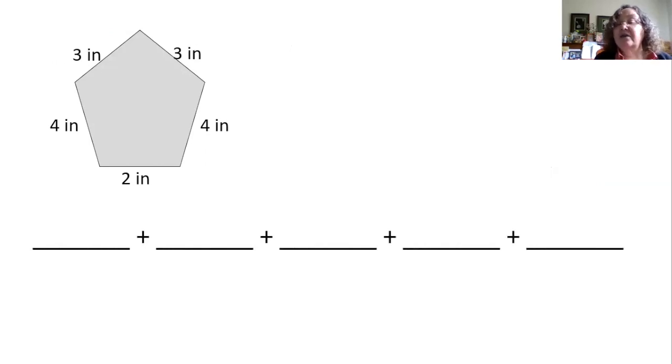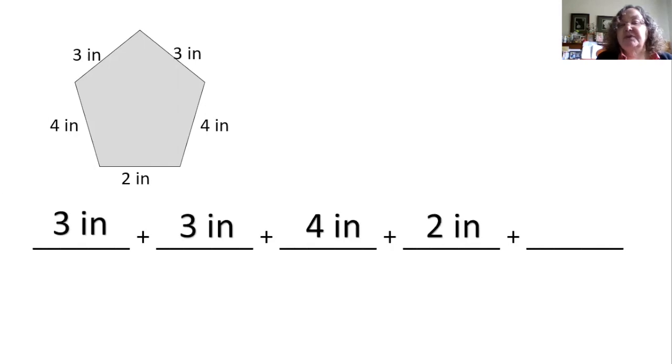So I can look there. I don't even have to measure today. They've already given me the measurements. So I have 3 inches, 3 inches, 4 inches, 2 inches, 4 inches. So what do I need to do now? I need to add them.